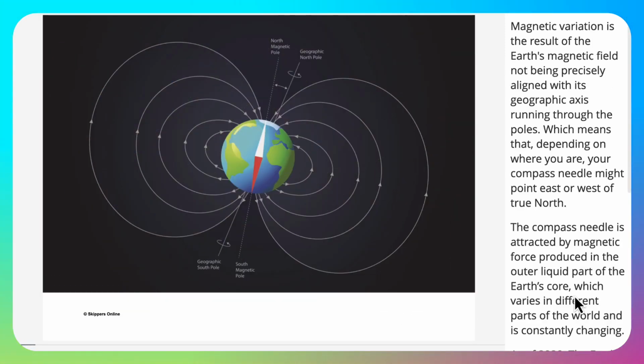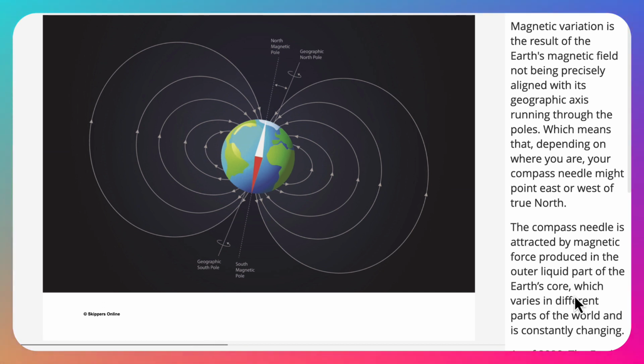Magnetic variation is the result of the Earth's magnetic field not being precisely aligned with its geographic axis running through the poles, which means that, depending on where you are, your compass needle might point east or west of true north. The compass needle is attracted by the magnetic force produced in the outer liquid part of the Earth's core, which varies in different parts of the world and is constantly changing.